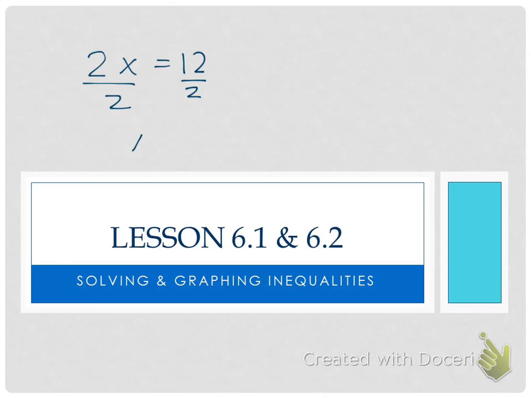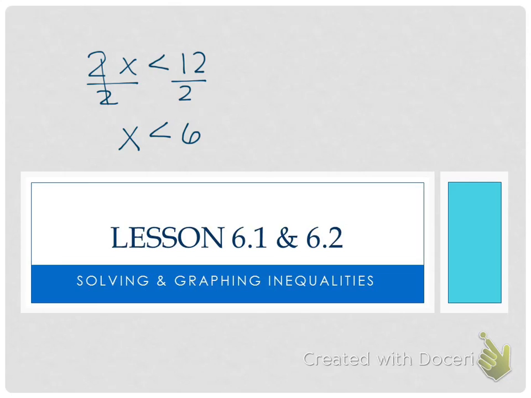But when I have inequalities, there is a difference. Let's say 2x is less than 12. Now, in order to solve for x, we do not do anything different than we do when solving equations. So if I wanted to get x by itself, what would I do? Divide by 2. Still dividing by 2. And this time, x is less than 6. That tells me I can plug in any number at all for x as long as it's less than 6.